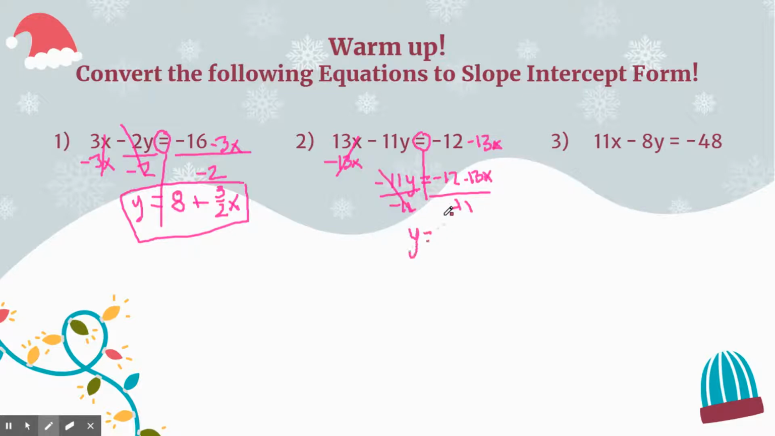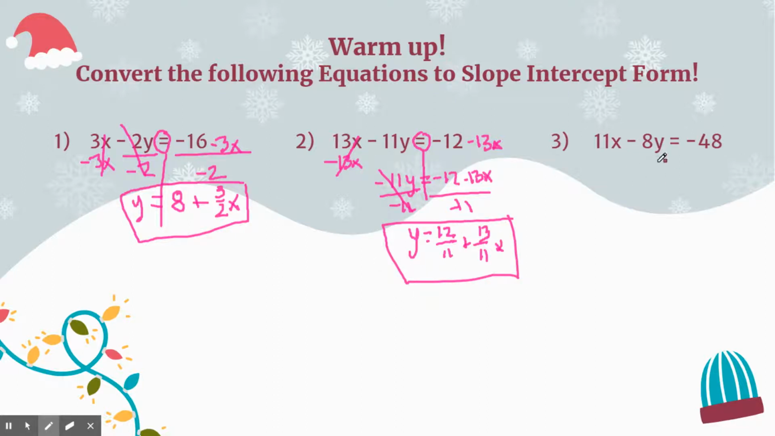Y equals negative divided by negative is going to make a positive, so it's 12/11ths. And then again, a negative divided by negative makes a positive, plus 13/11ths x. If you wanted to make that into a decimal, you could go ahead and do so, but I'm going to leave it just like it is.